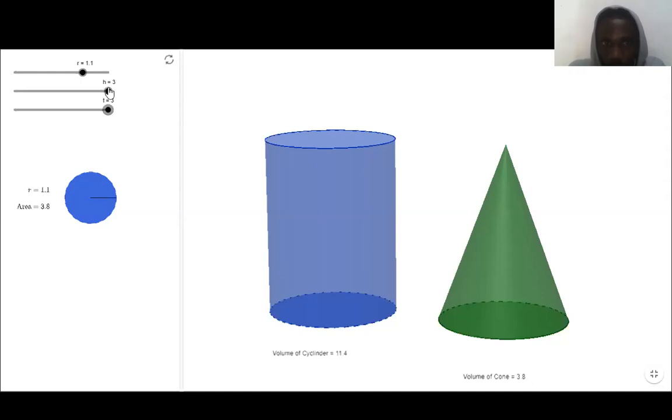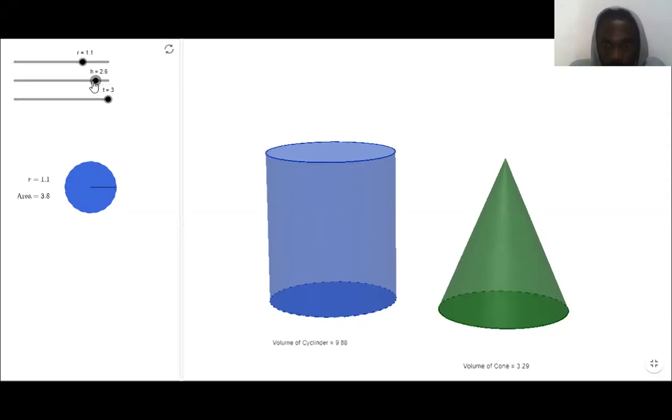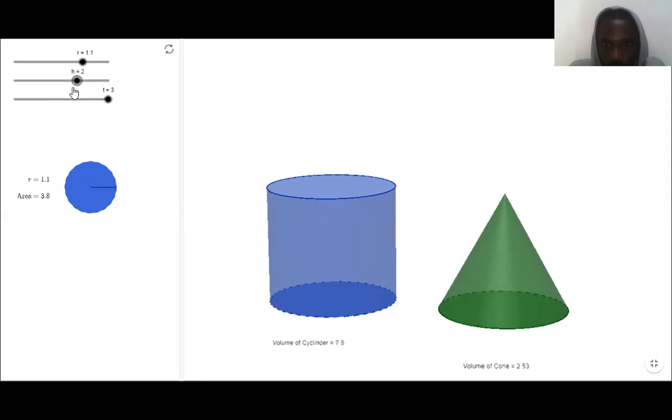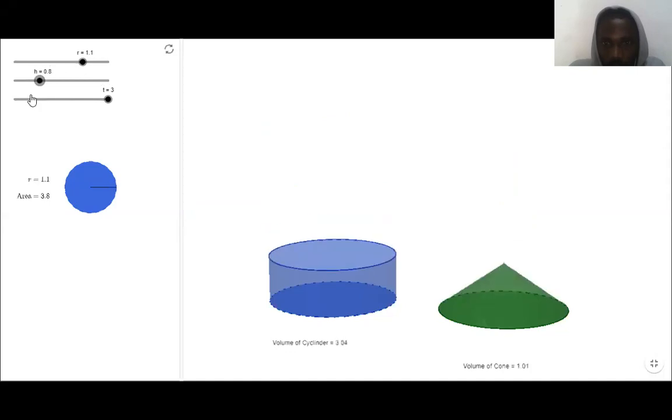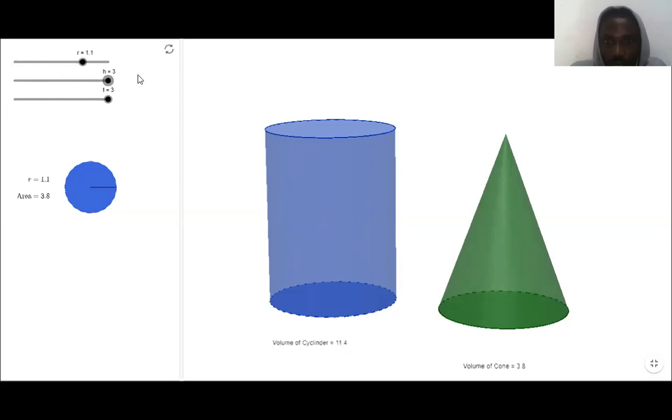Now when I reduce the height of the shapes, observe what is happening to the volumes. You can see that the volumes are also reducing as the height is reducing, until there is no height and the volume is equal to 0. If I increase the height, the volumes of those shapes will increase. And as the volume of the cylinder is increasing, it is changing by three times the volume of the cone.